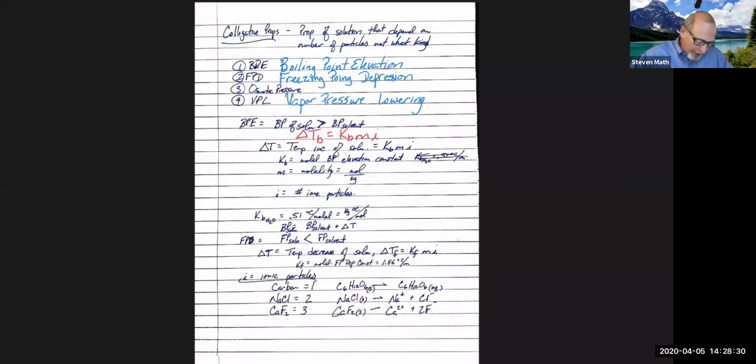What are the other players? K_B is called the molal boiling point elevation constant. The K_B for water is 0.51. I started to write it here, and I also have it down here. That's just a constant, and it's given. That will change for every solvent that we ever use, so we just have to look that value up. It will be provided in the problem. It has to be given to us.